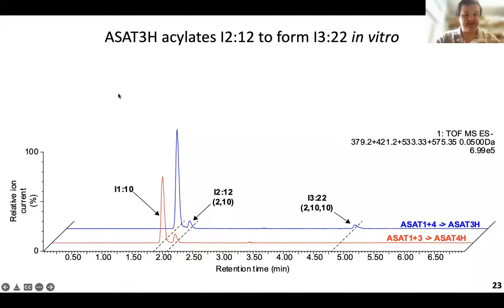So essentially, if we add two enzymes, ASAT1 and 3 together first, and then 4, we don't see the final product, that I322. Whereas when we add 1 and 4, kill the reaction, and then add 3, that is when we begin to accumulate this final in vitro product, indicating that in fact, that's the order of acylation, consistent with our previous assays.